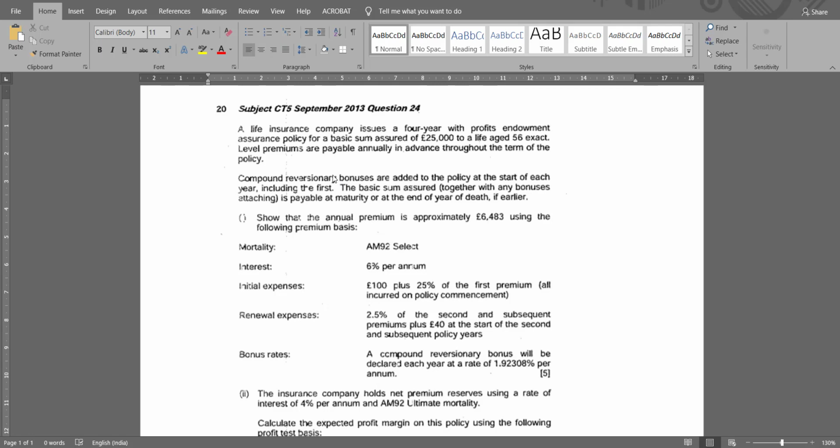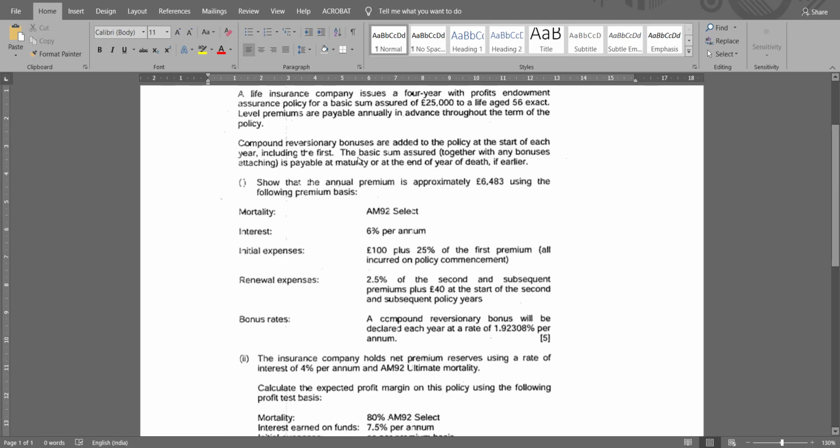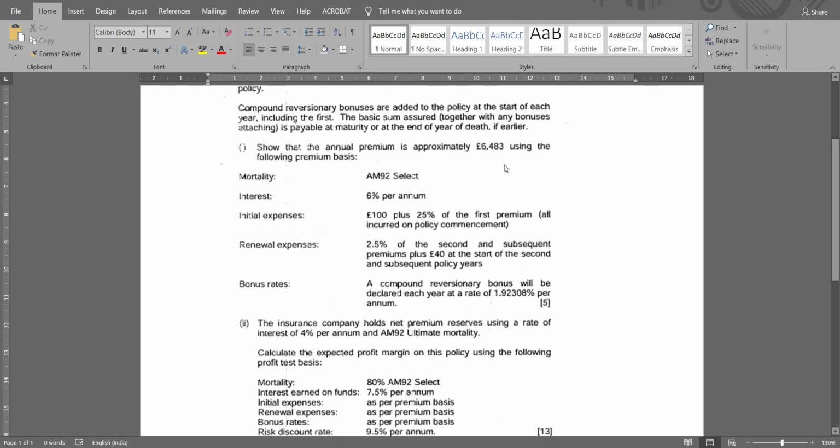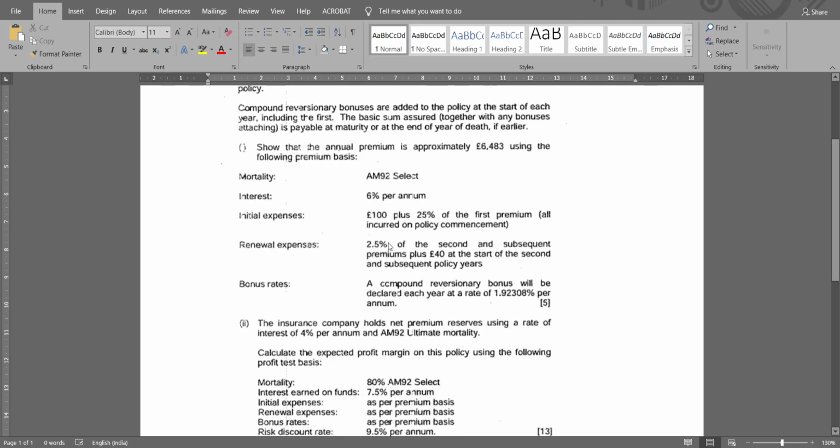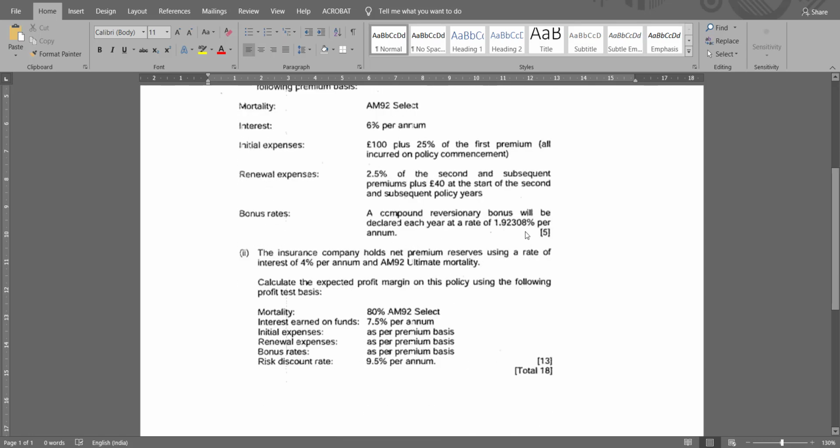So the interest and bonus will exactly cancel out, because the first year's death benefit will also have the first year's bonus included. The basic sum assured together with bonuses attaching is payable at maturity or at the end of the year of death if earlier. This is simple. What I need to do is calculate the premium and show that it is equal to this. We're working with select mortality. These are the given expenses, and this is the bonus rate, which is 1.92308. So 6% and 1.92308 cancel out to be 4%.